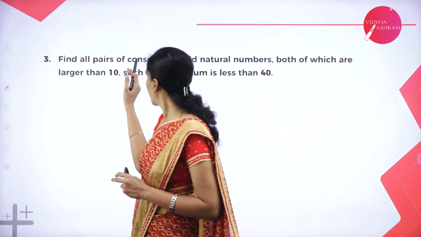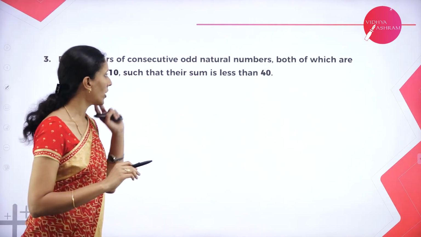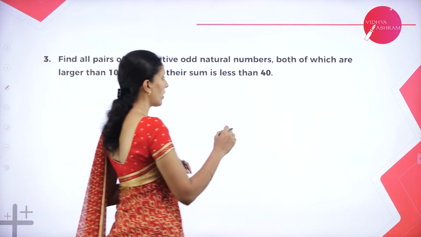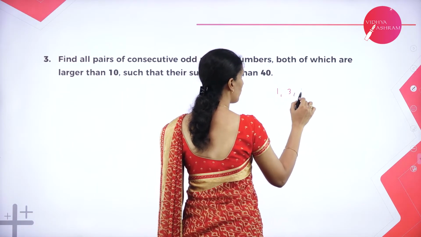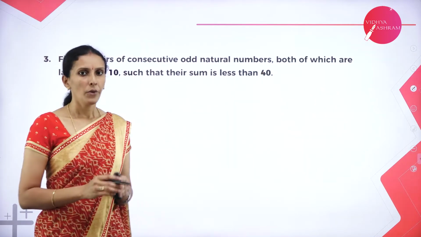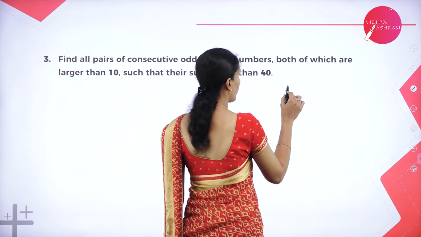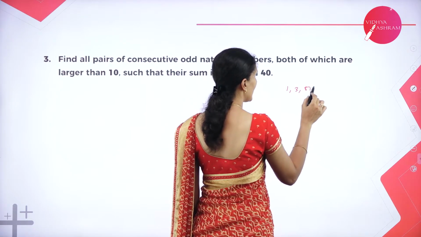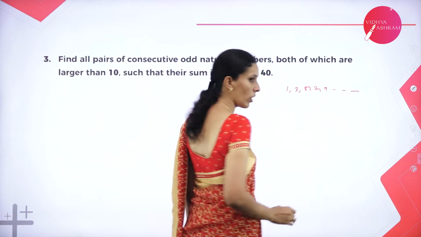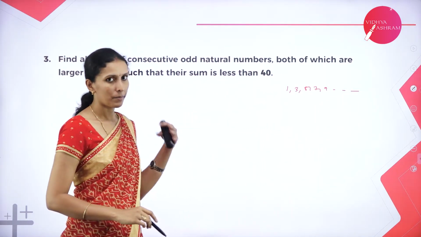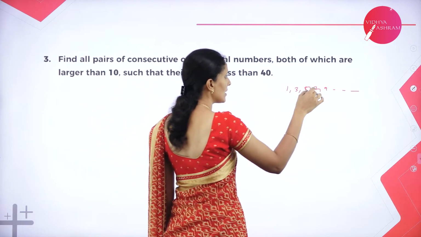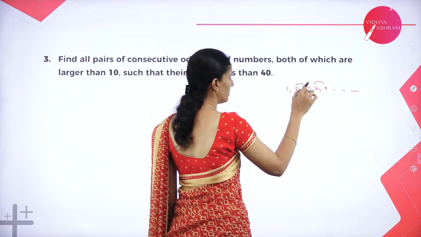We will take two pairs of consecutive odd numbers. We know odd numbers are represented as 1, 3, 5, etc. Now, if you take any two odd numbers, for example, 1, 3, 5, 7, 9, etc. These are odd numbers. If you take any of the numbers, let me take 7 and 9. Consecutive means the very next number.